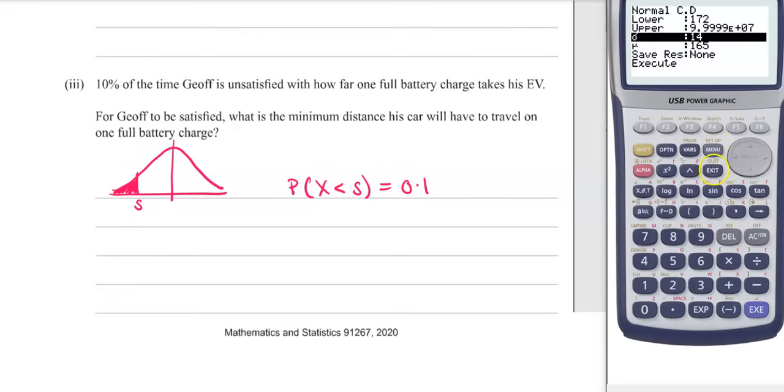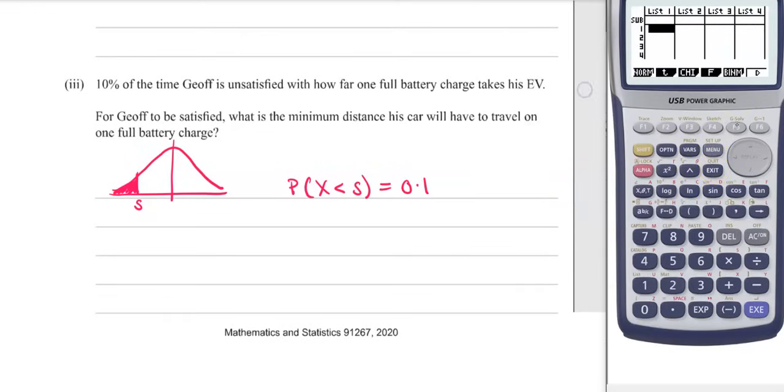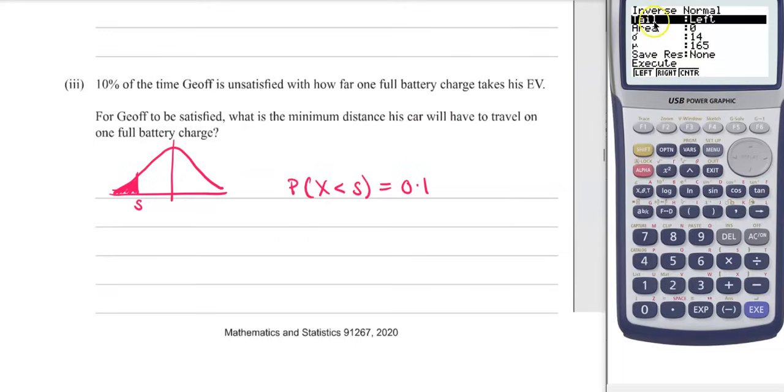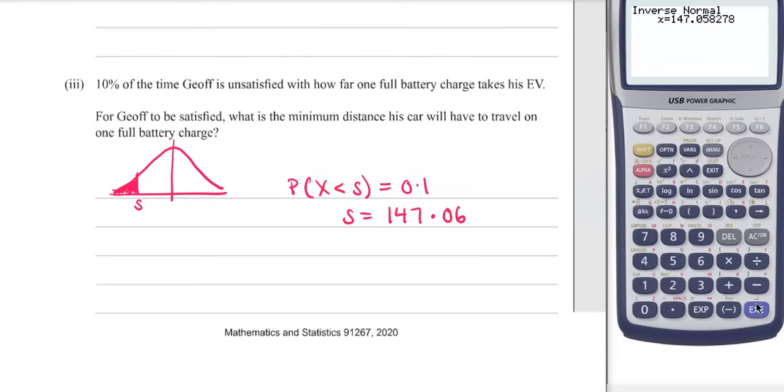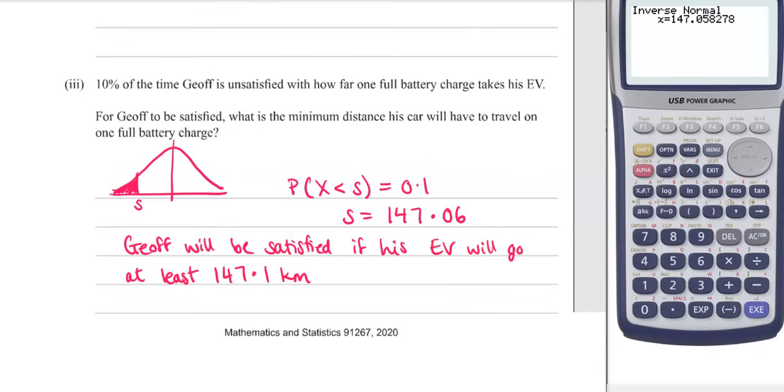So this one, if we come back out to our distributions menu, normal, this time we are using that inverse normal because we're starting with a probability and working out the value that created it. So inverse normal, we've got our tail is on the left, the area created is 0.1, the sigma is still 14, and the mean is 165 because that hasn't changed in the question. So 147.06 will give us that 10% value. And we'll just put that into words. So Jeff will be satisfied if the EV goes at least 147.1 kilometers.